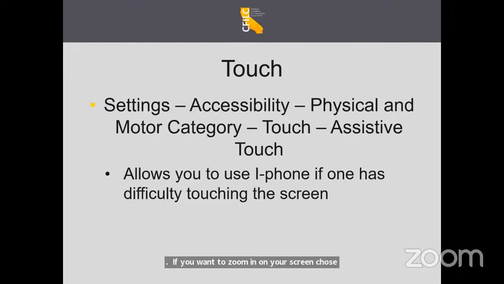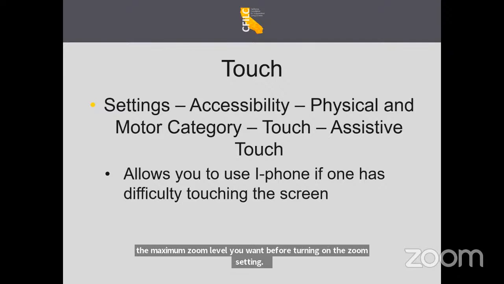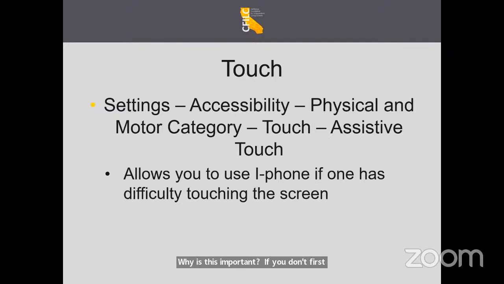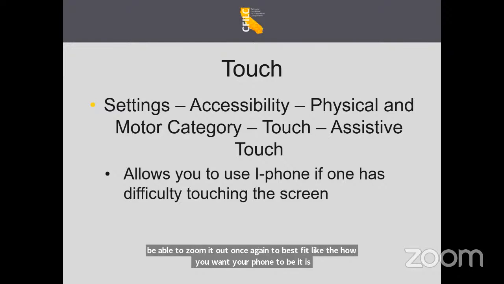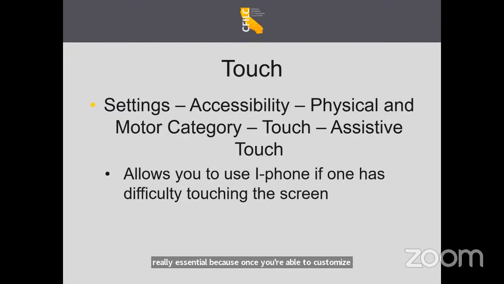Now for touch, in order to go into that, you will first start by going into settings, then moving into accessibility, before going into the physical and motor category, then going to touch before going to assistive touch. This essentially allows you to use your iPhone if one has difficulty touching the screen. And in addition to that, you can utilize assistive touch to adjust your volume, lock your screen, use multi-finger gestures, restart your phone, or replace buttons with just one tap.